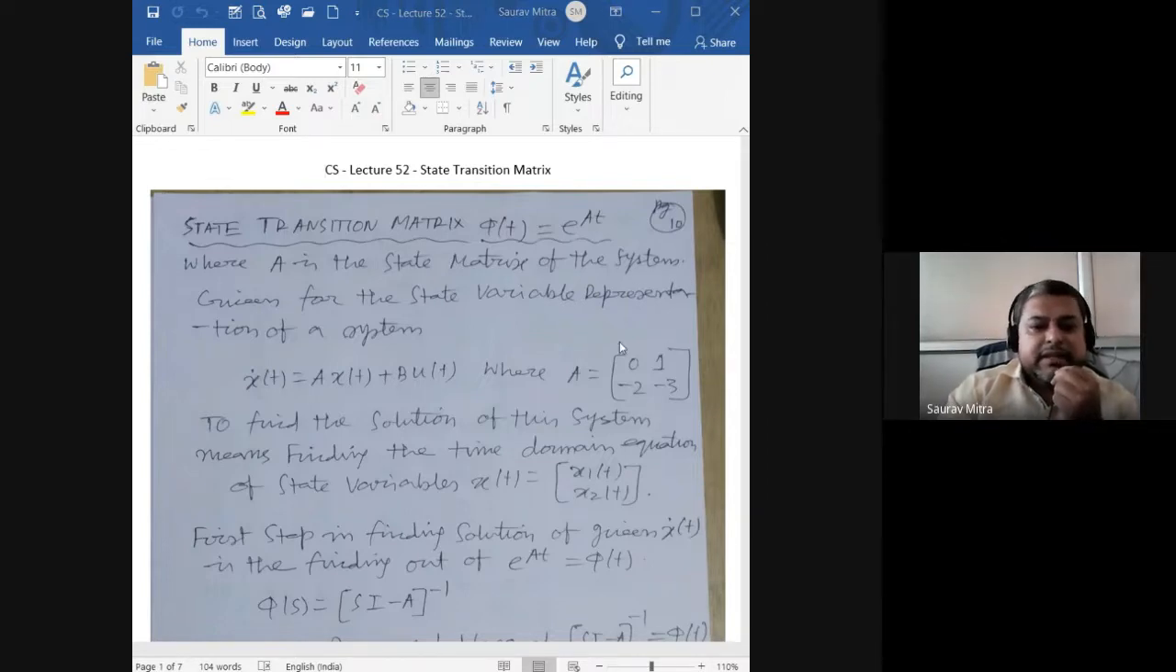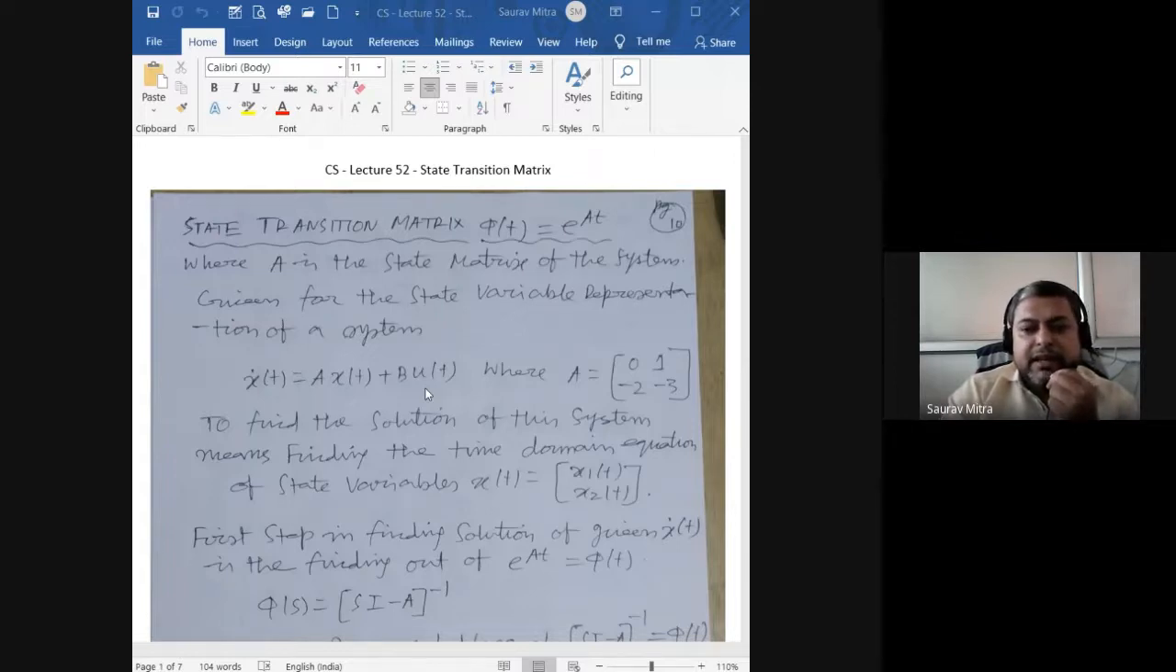Now in this case, if I ask you to find the system solution, what is meant by solution? So what we find here, that is our next topic actually. So x1 dot(t) is equal to something of x(t) plus something of u(t), and x2 dot(t) is equal to something of x1(t) plus something of x2(t) plus something of u(t). So we are actually having two equations, but those two equations we are having in matrix form.